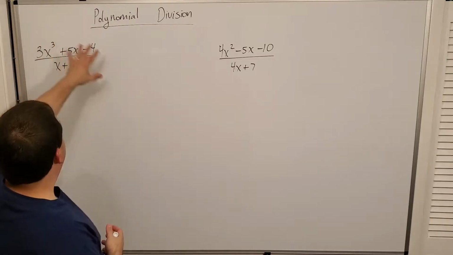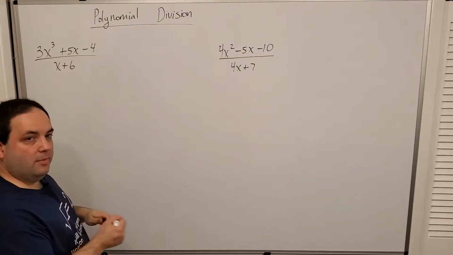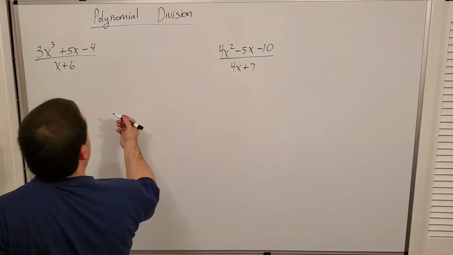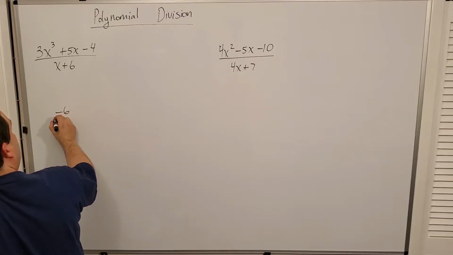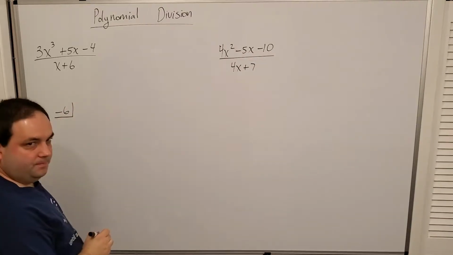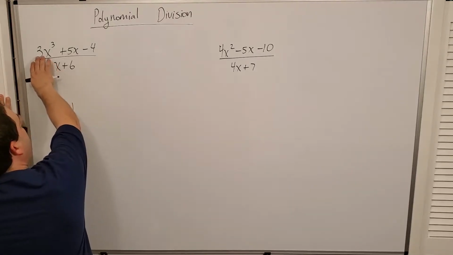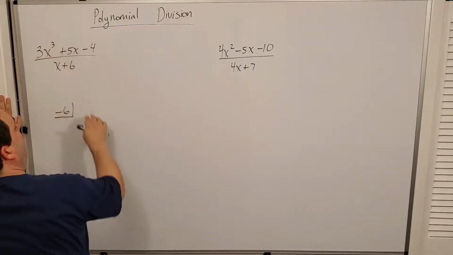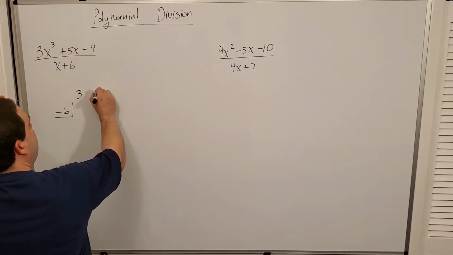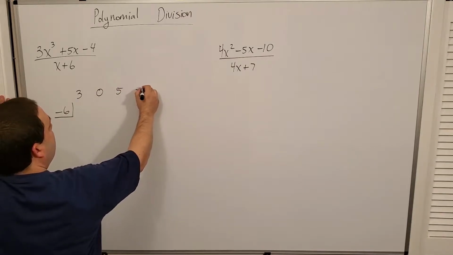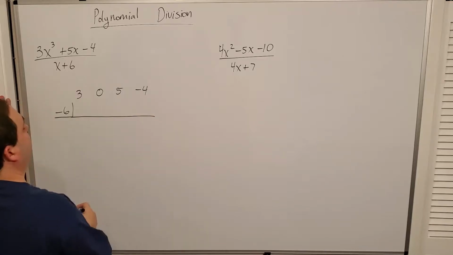So for this particular setup, I take whatever the denominator has to offer and I change the sign on it. In this case, that would be -6, and I call it putting it in the box. So this is the thing that I'm dividing by, and then the coefficients of the numerator line the top. In this case, it would be 3, 0, 5, and -4. I'm going to draw a line here.